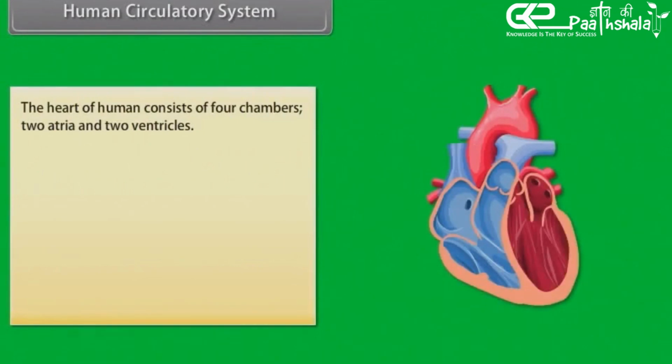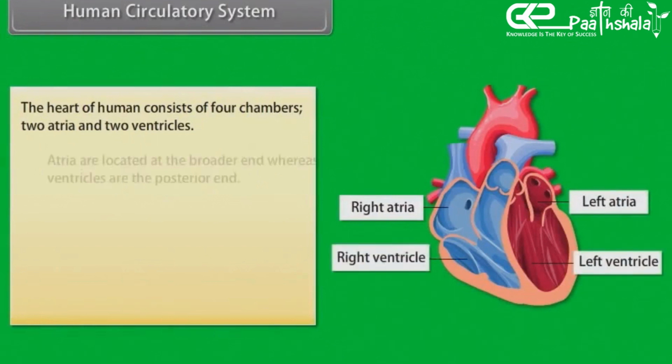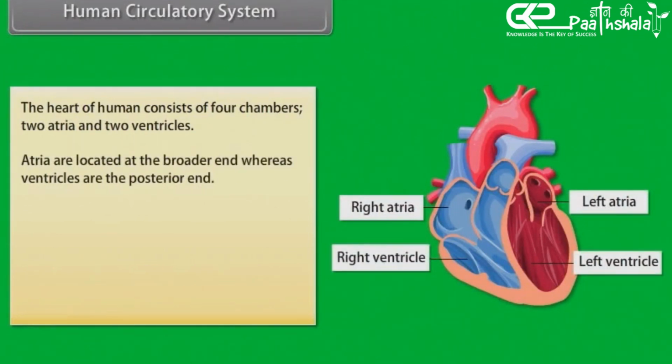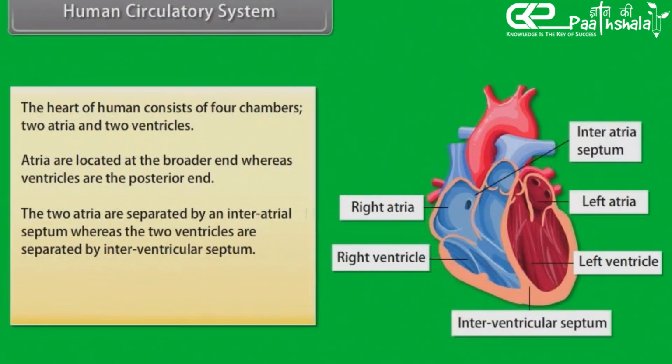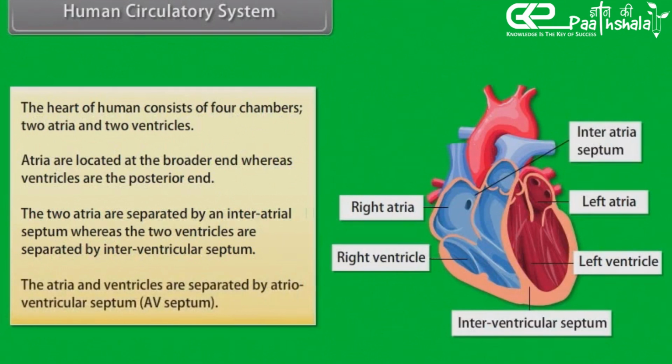The heart of a human consists of 4 chambers, 2 atria and 2 ventricles. Atria are located at the broader end, whereas ventricles are at the posterior end. The 2 atria are separated by an interatrial septum, whereas the 2 ventricles are separated by the interventricular septum. The atria and ventricles are separated by the atrioventricular septum.